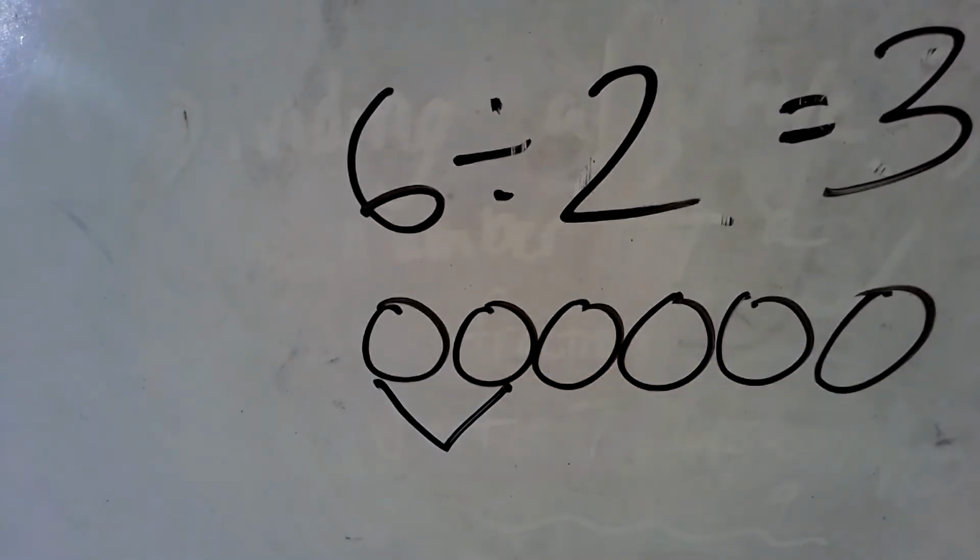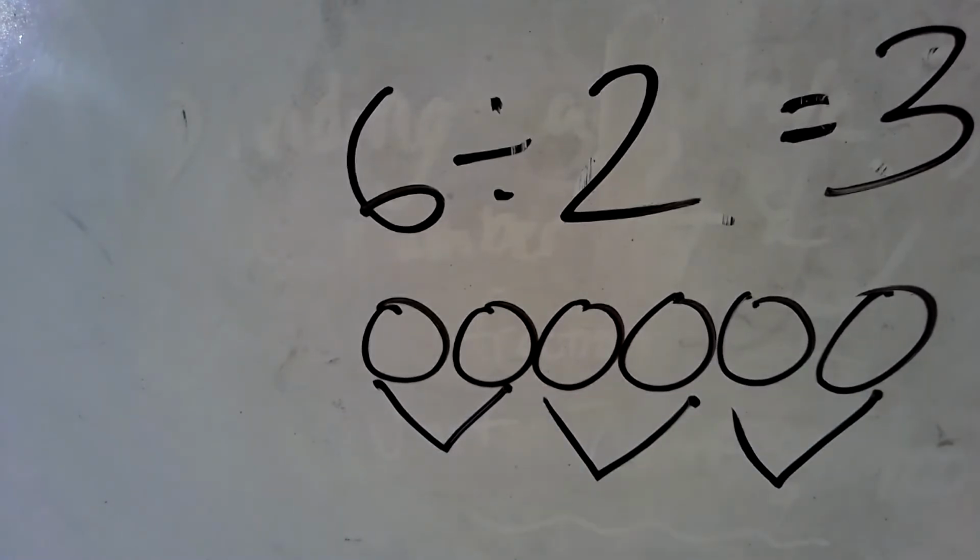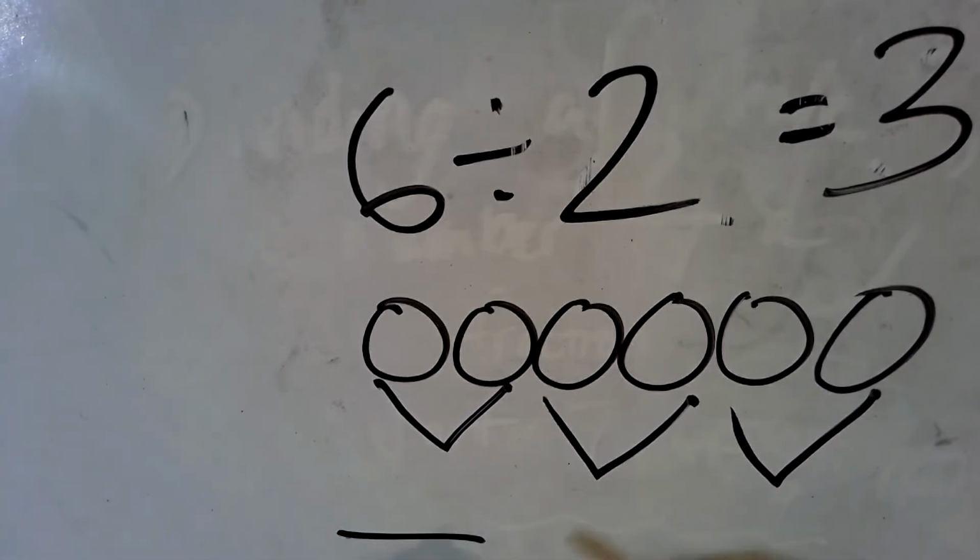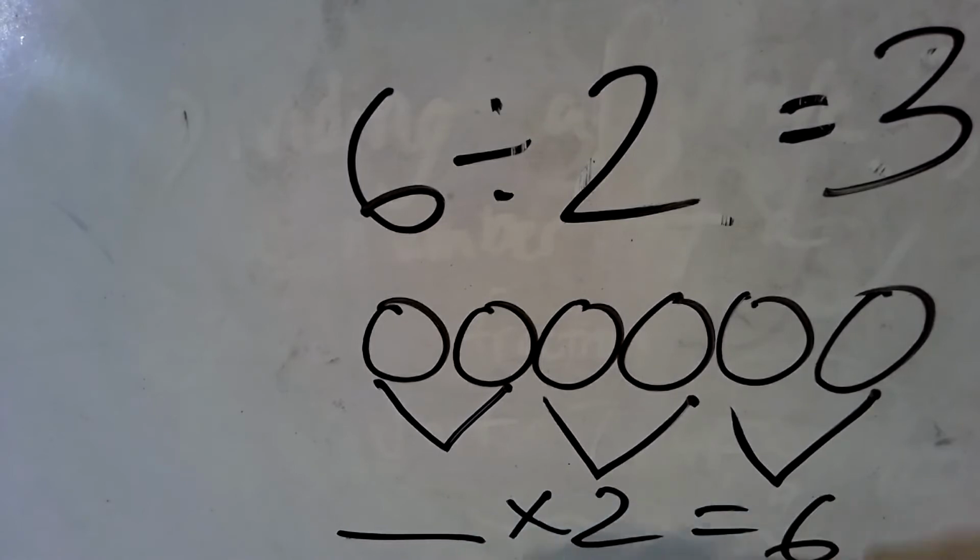And we want to divide it into groups of 2. That's one group of 2. That's a second group of 2. That's a third group of 2. We're dividing 6 into groups of 2. In fact, you could say, how many groups of 2 equals 6? We would say 3. 3 groups of 2 equals 6.